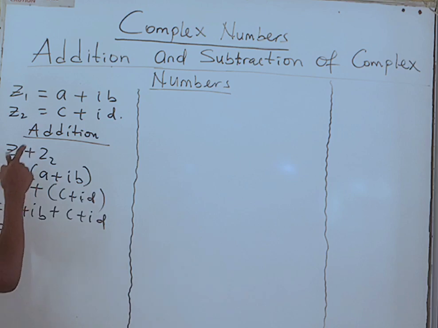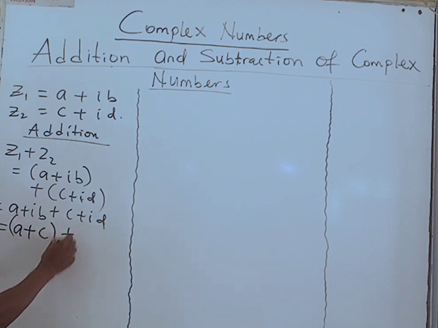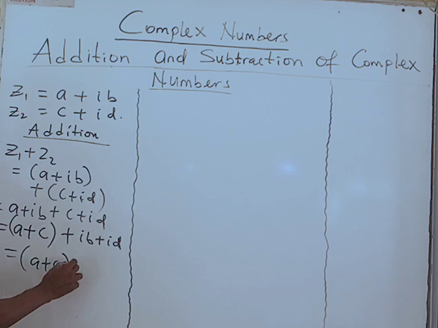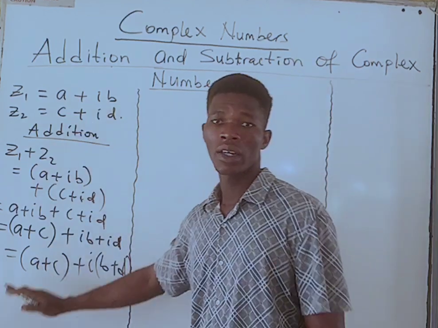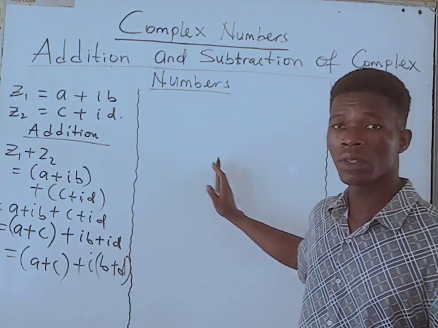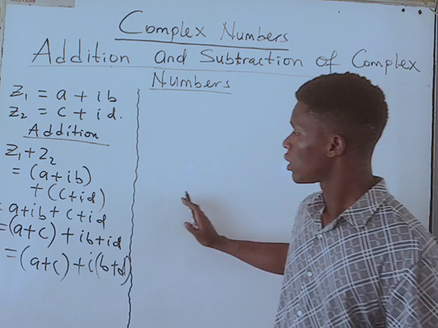Now we add the real parts of the complex numbers. So we have A plus C, and then we have the imaginary part added. We have IB plus ID, which equals A plus C plus, we factorize out the imaginary unit, so we have I into bracket B plus D. So this implies that when we are adding two complex numbers, we add the real parts and we add the imaginary parts.